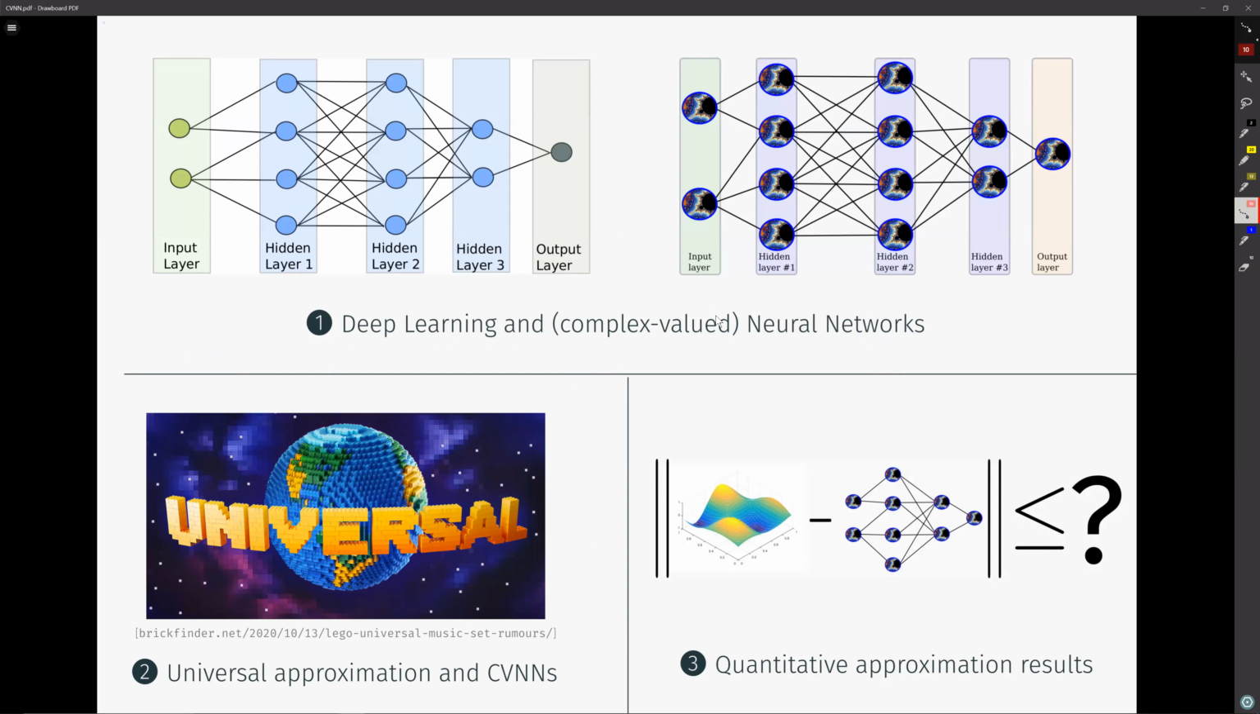So just as a quick indicator, whenever you see this Mandelbrot picture in a neural network appearing, this means for me it's a complex valued network, whereas real valued networks will look like this.